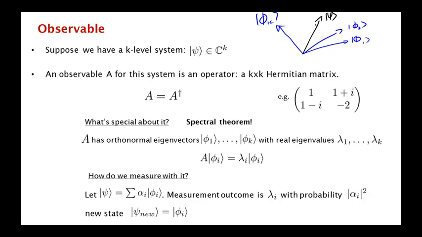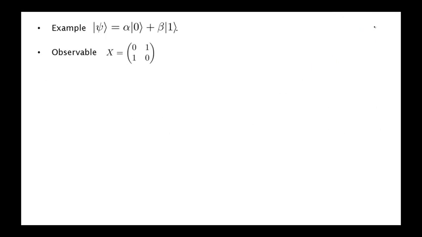But what do we actually read out in our measurement? Well, before we were saying we read out i, but really what we read out is lambda sub i. So if the measurement outcome was phi sub 2, then our meter would show a deflection of lambda sub 2, which is a real number. Okay, so those are the rules of measurement. So for example, if our state was alpha 0 plus beta 1, it's a qubit, and suppose our observable is X, which is a bit flip.